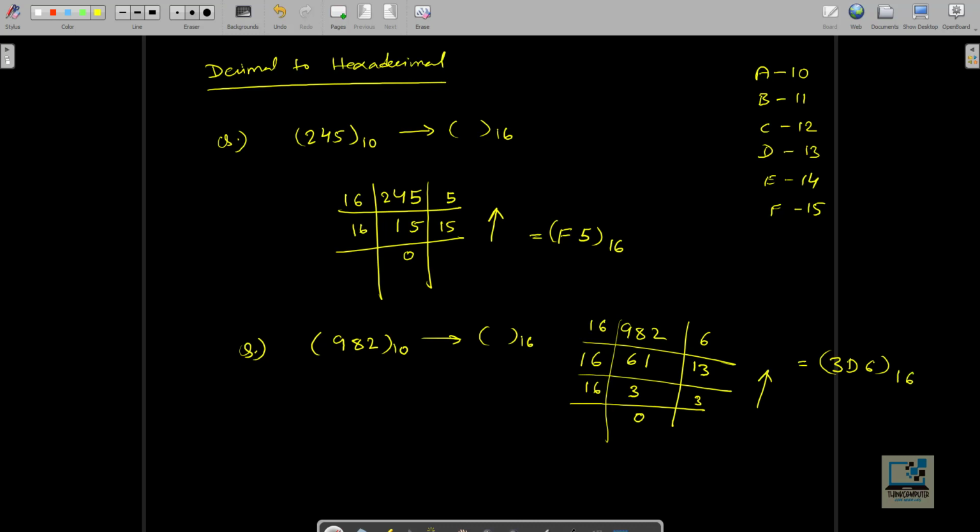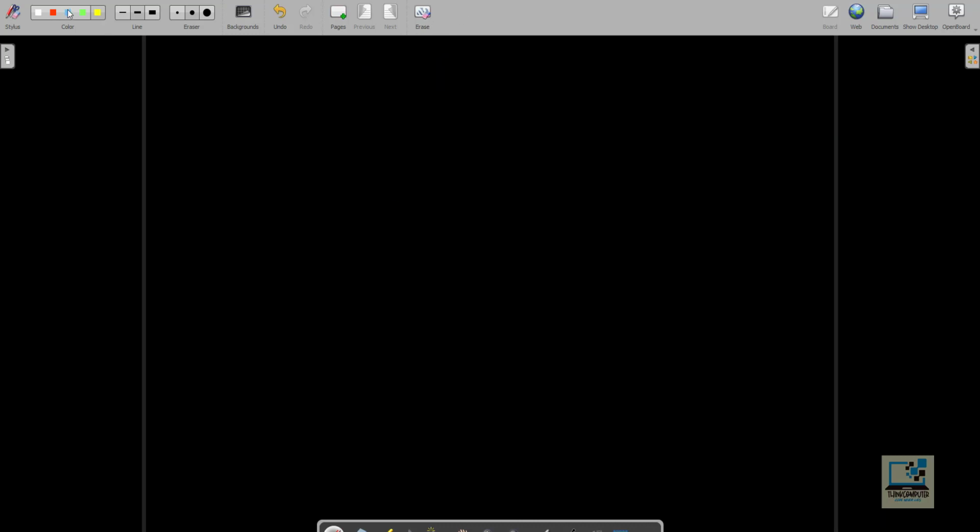Now we will see hexadecimal to decimal conversion. For hexadecimal to decimal conversion, you need to know the powers of 16. So basic power 0, 1, 2 is fine if you know that much. 16 to the power 0 is 1. 16 to the power 1 is 16. 16 square, that is 256. That much only will keep. So let's take the first question.